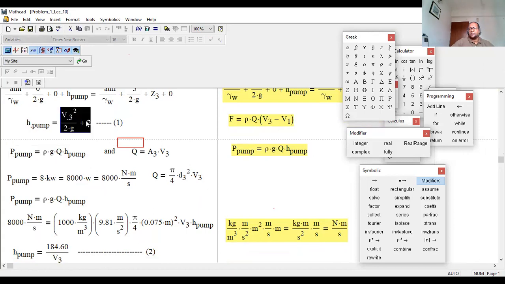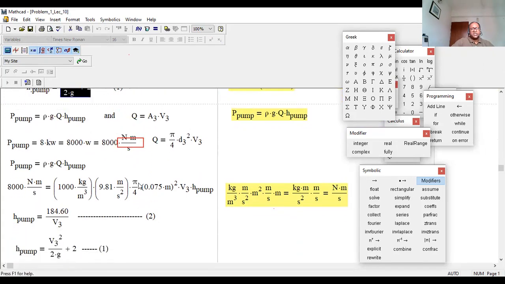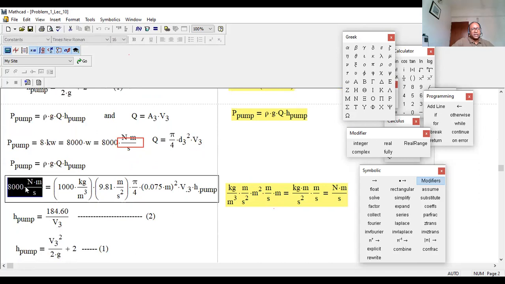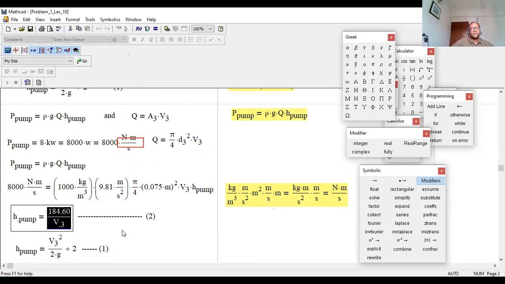H pump equal to this much. So this is our equation. On the left side, we put the pump capacity. This is rho, this is g, this is Q, and the H pump value is not given, so we keep it as H pump. From this equation, we figure out the H pump. So H pump equal to this one.